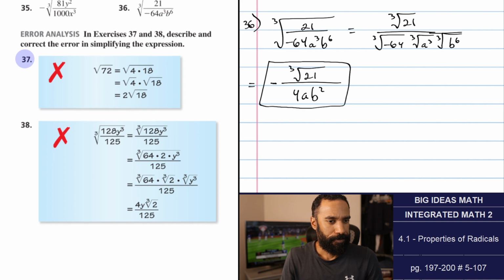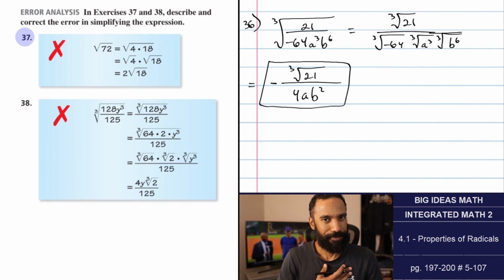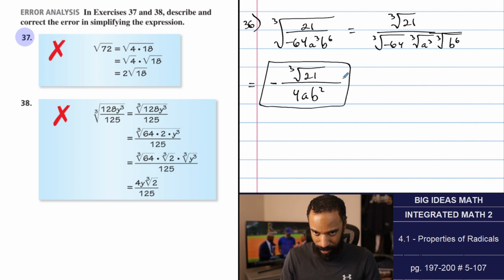Okay, let's move on to some error analysis. Looking at my time. I need water. In 37 and 38, describe and correct the error in simplifying the expression.